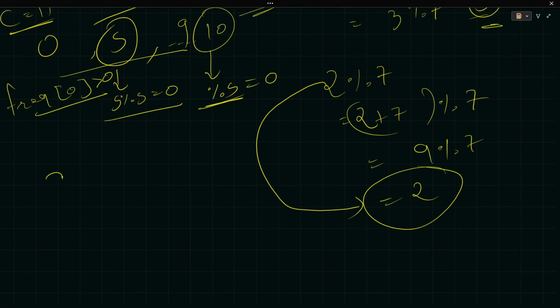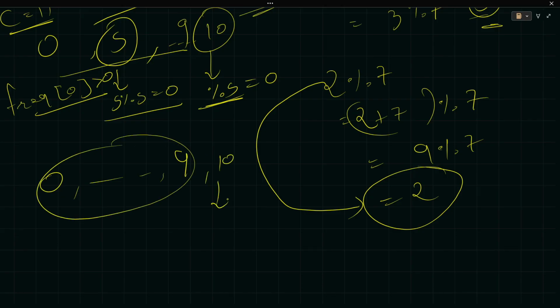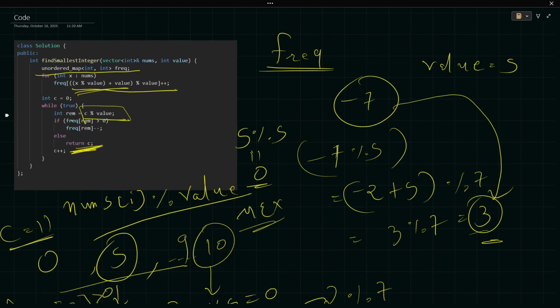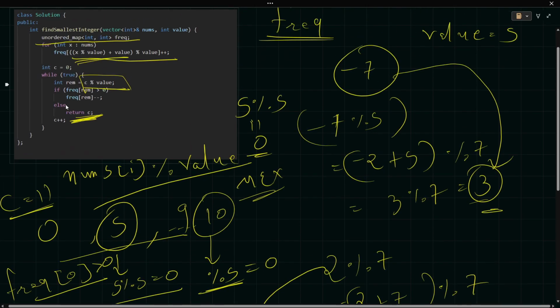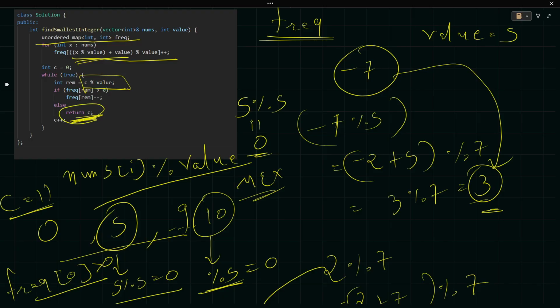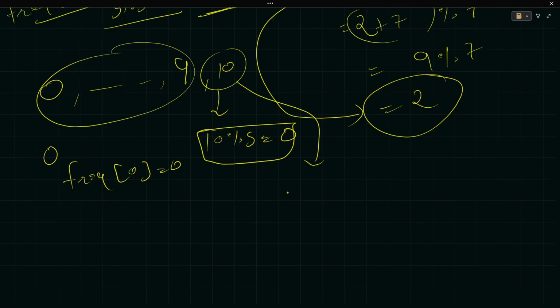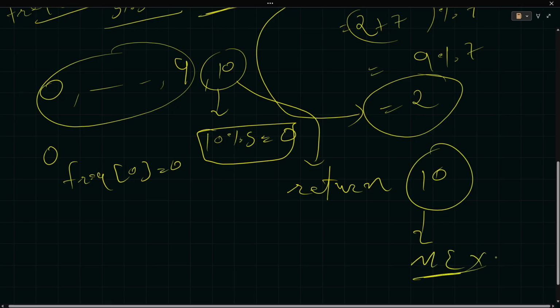Understood? Suppose I generated all the values from 0 to 9, and now I look for 10. I am doing 10 mod 5, which is 0, but now I have no further zeros. All the occurrences of zero have been used; the frequency of zero is now showing as zero. So this condition would break, and then I'll directly return this value. In this case, if I don't get zeros for 10, then I'll directly return 10. It would be nothing but my max value, MEX. Okay, understood the problem?